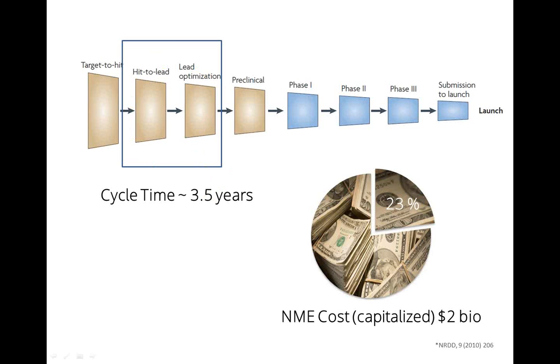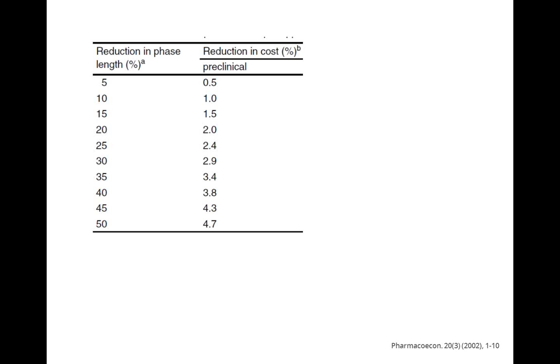In order to look at what happens if we reduce cost, we can do a very simple calculation. Shaving 4 months off that cycle time would save us roughly $50 million. There's another source, quite an interesting paper in Pharmacoeconomics, that has a different approach to that. But here we still do save: if we shave off 10% of that time, we save about 1% of the overall cost it takes to bring a new molecular entity to the market.